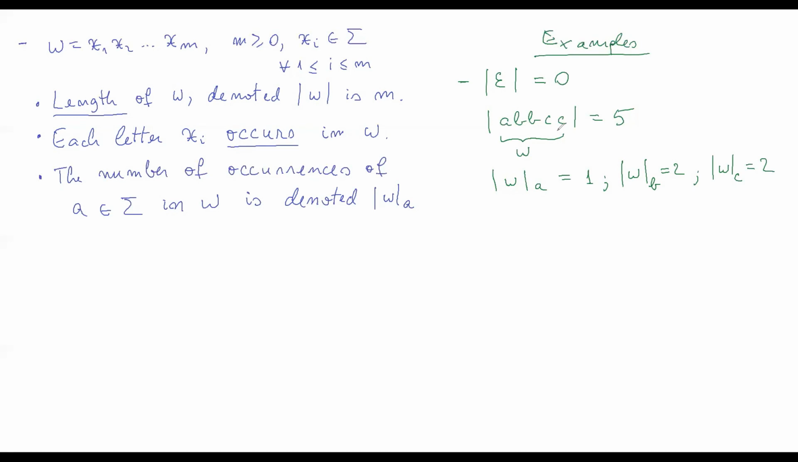As a matter of fact, also as a matter of notation, this W, which was in our example A, B, B, C, C, could also be written in a shorter way by just writing A, B squared, C squared. And what I mean by squared is that you have 2 consecutive occurrences of B followed by 2 consecutive occurrences of C. This is quite a handy notation when you have longer words.